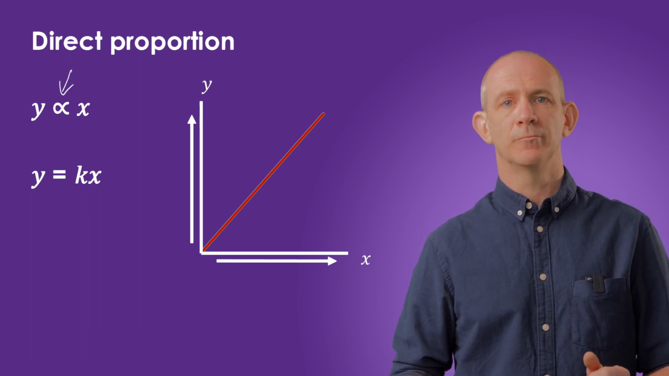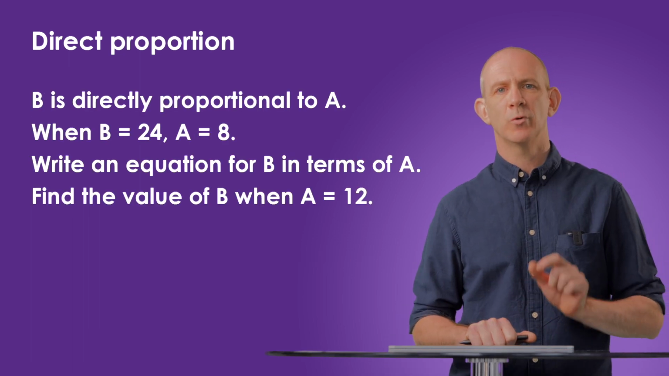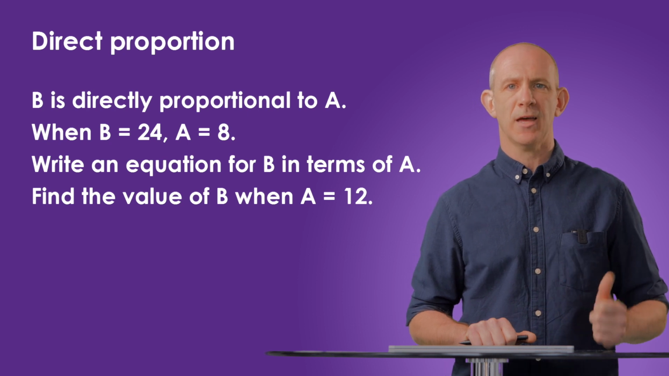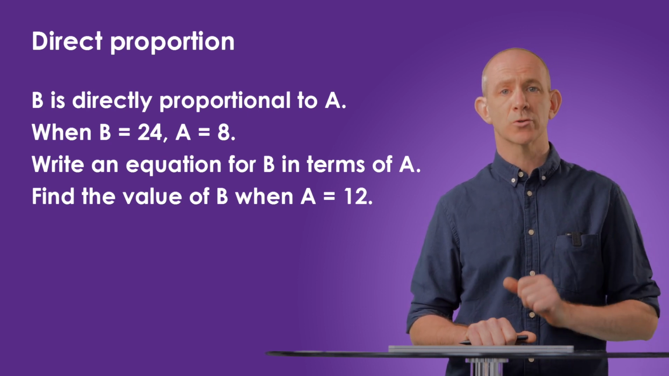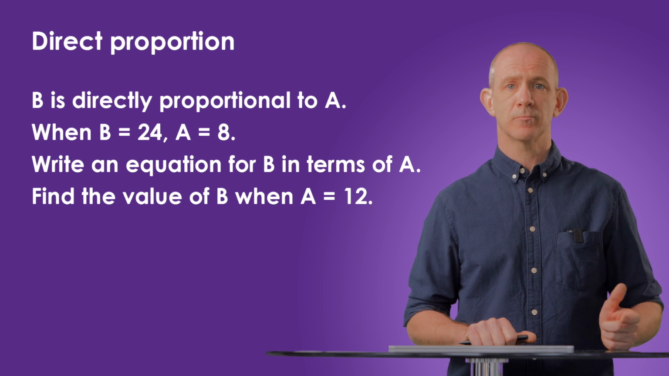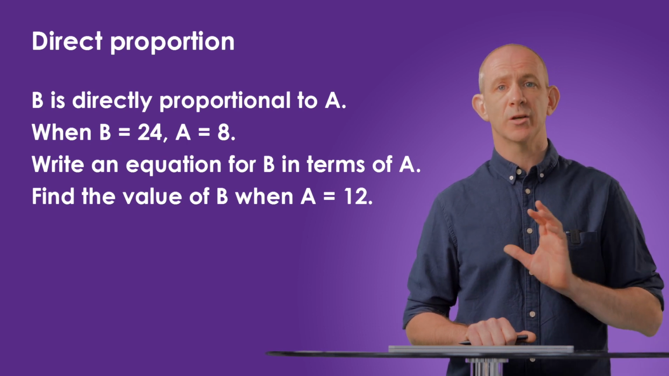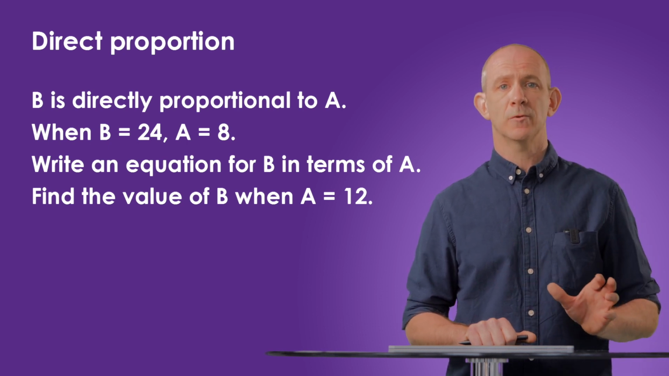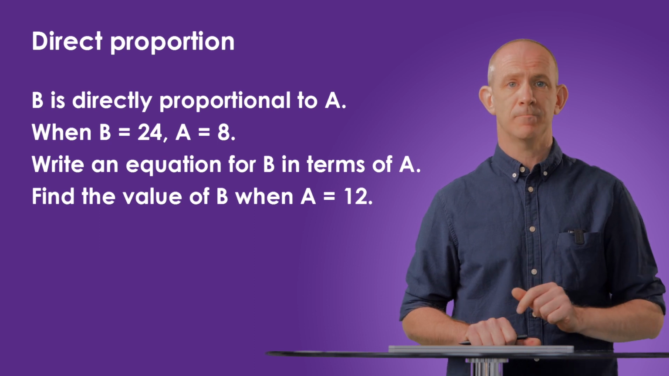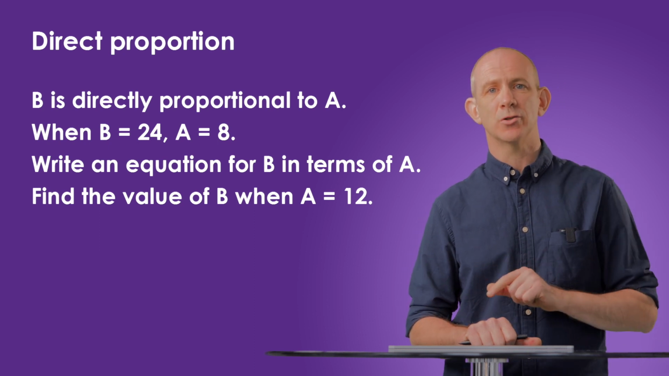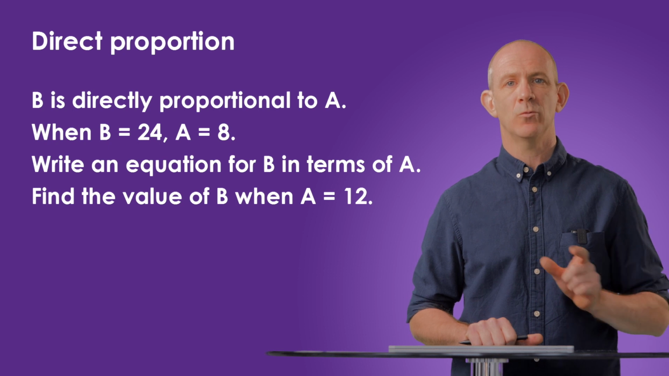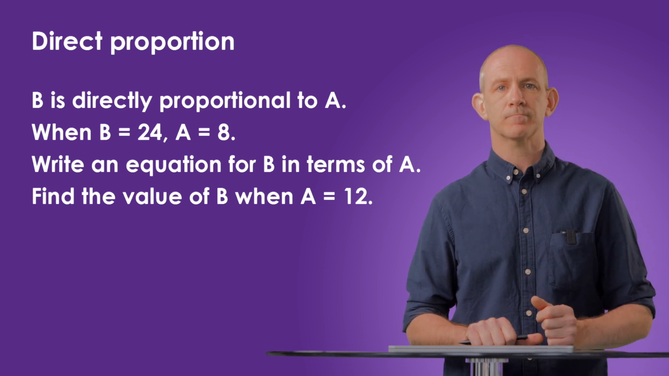Let's look at an example. Here we have a proportion where b is directly proportional to a. When b equals 24, a equals 8. Firstly, we need to write an equation for b in terms of a, for which we'll need to find the value of k. And then, using that equation, we're going to find the value of b when a equals 12.